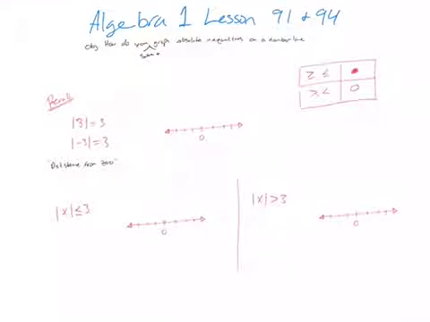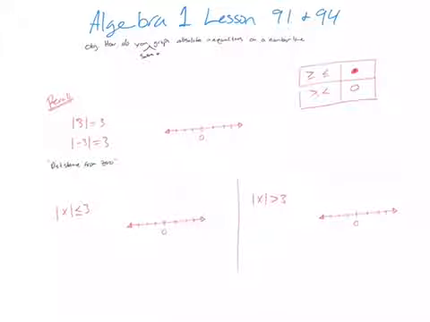This is lesson 91 and also 94. Kind of just combine those together because they're covering pretty much the same idea here. But really we're talking about how do you solve and graph absolute value inequalities, and how do you graph those on a number line.